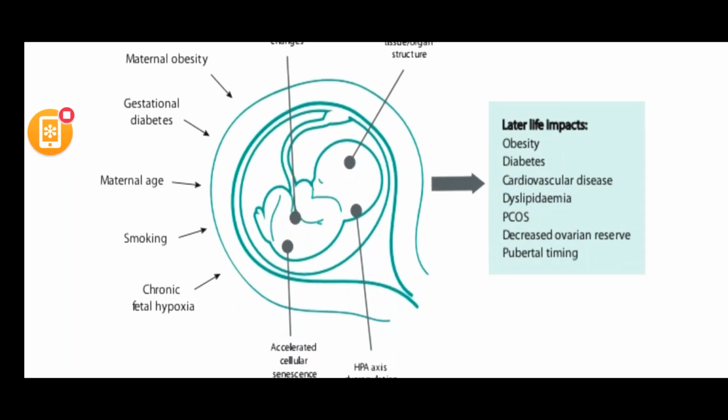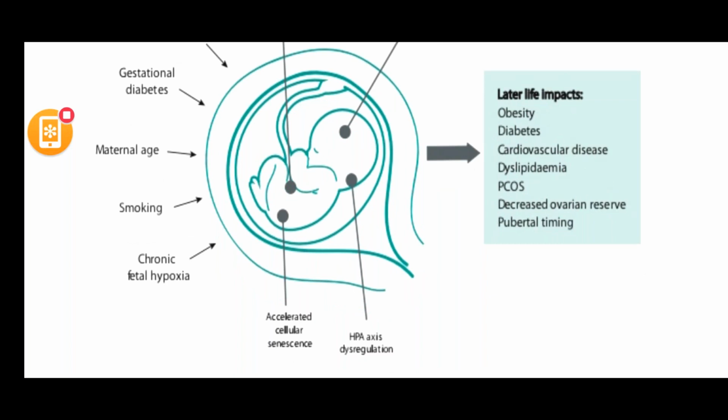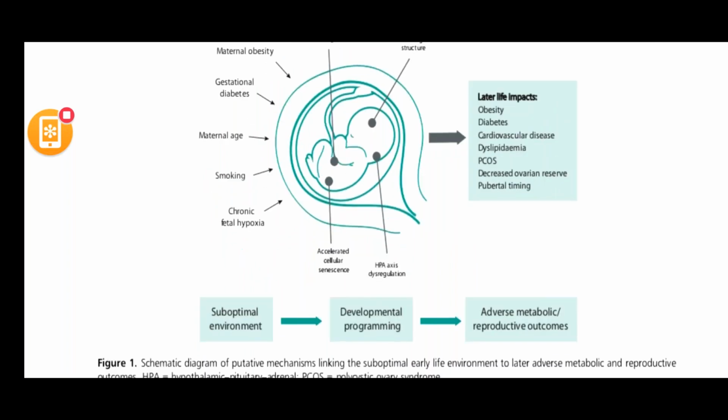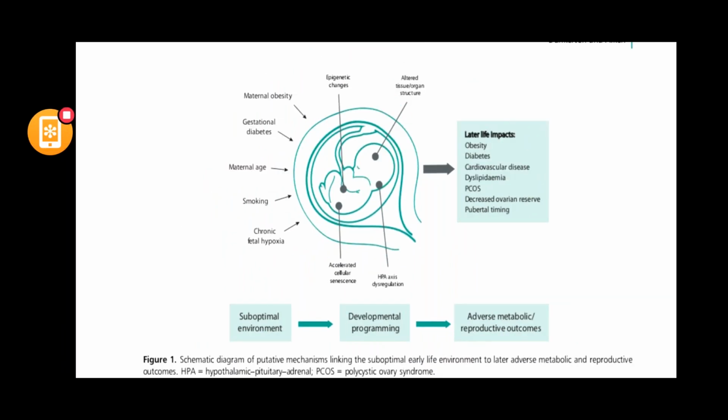And what are the later life impacts? The baby can have obesity, can have diabetes, can have cardiovascular problems, dyslipidemia, PCOS, pubertal timing can get changed, as we have seen that there can be chances of infertility also. There can be decreased ovarian reserve. So all these things are going to affect the baby in the later life.